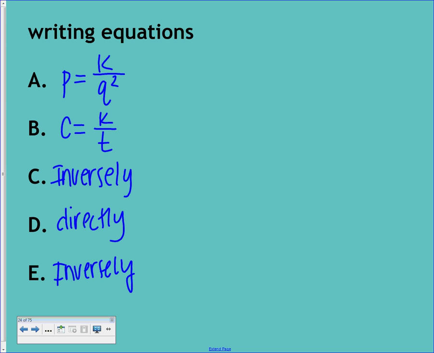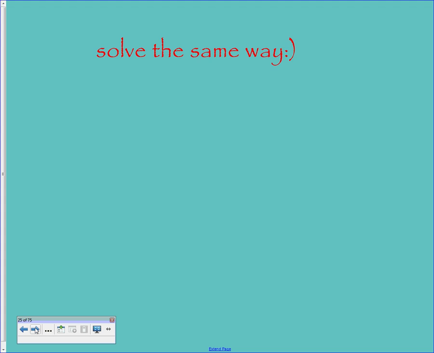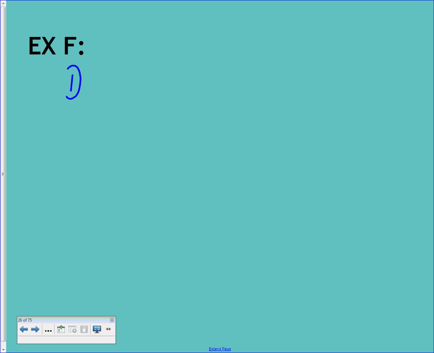Okay, so when we actually solve these, it's a good, exciting day because we're going to use the exact same steps to solve them. So let's try one. Example F. The time T required to do a job varies inversely as the number of workers. So step one is still to write our equation. So time required varies inversely. So that's going to be K divided by W. It did not say square or anything like that. So there's my equation. Step 2 is still to solve for my K. So now it tells me it takes 5 hours for 8 cement finishers to do a job. So I can plug in 5 for my time and 8 for my workers.